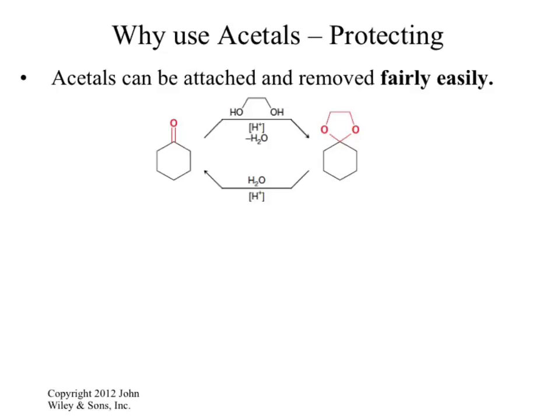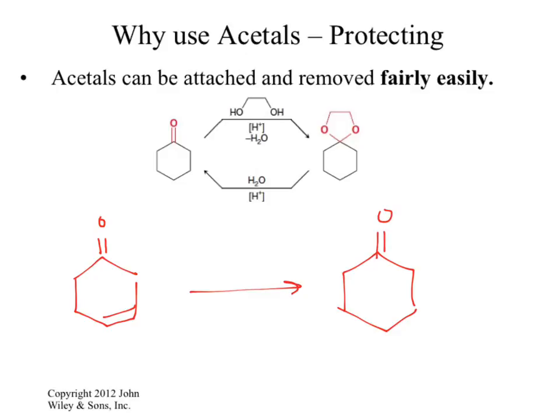Reversible chemistry is nice because I can convert my carbonyl into something that is not a carbonyl and then go back the other direction, depending on what I wanted to do. So we can use this or reference this as a protecting group. For instance, if we started with, say, this carbonyl, and I wanted to get to this carbonyl.